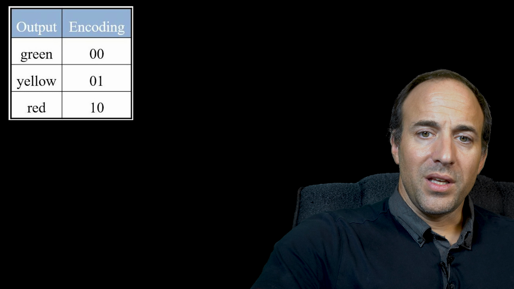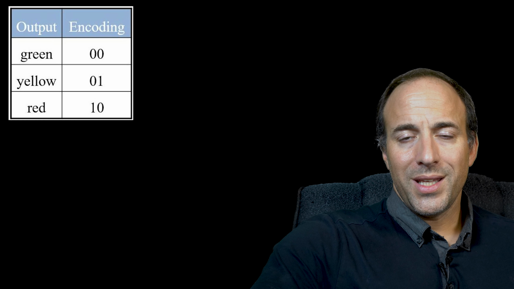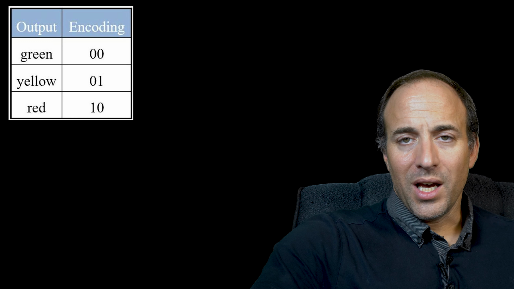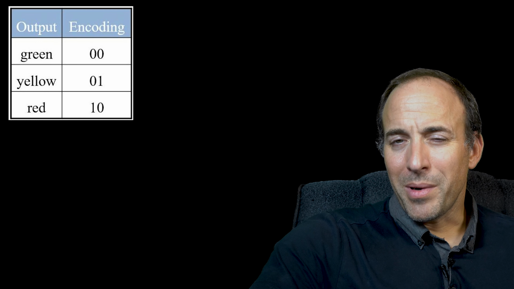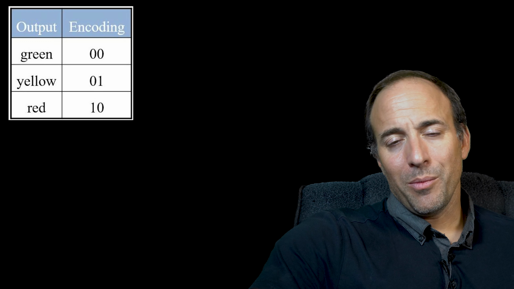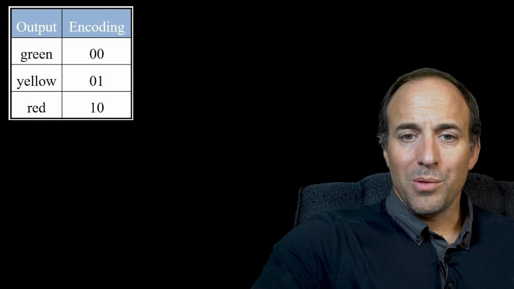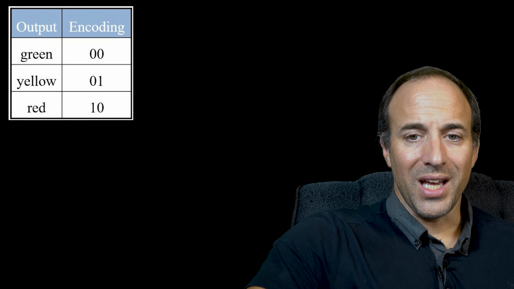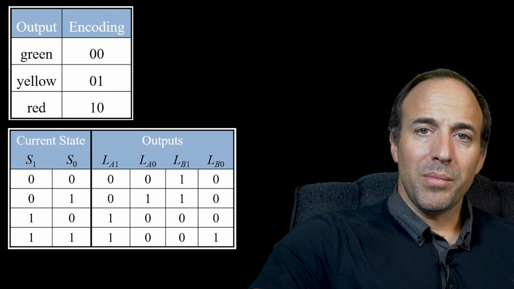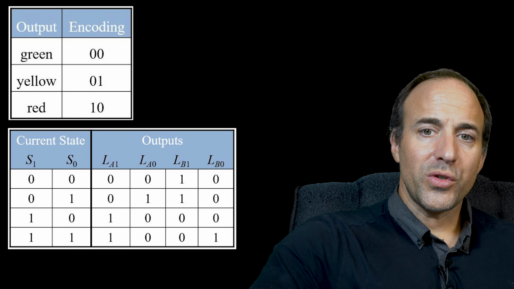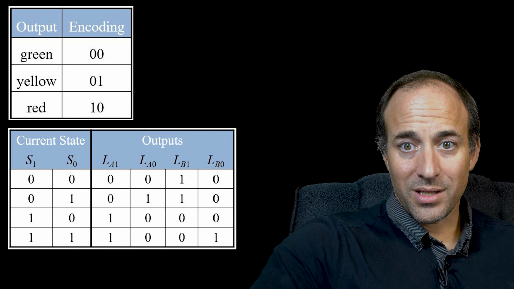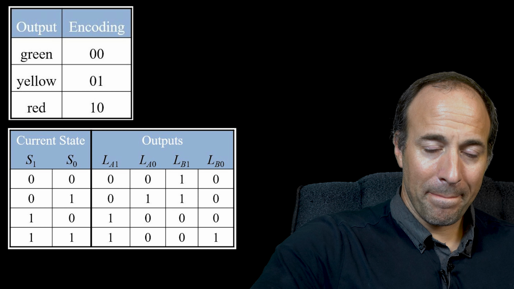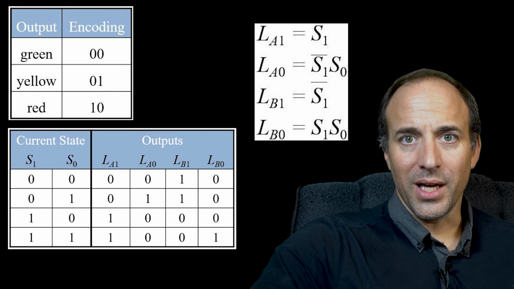We need to convert the symbolic output values, green, yellow, and red, which are set to the outputs LA and LB, to 2-bit binary values. So we have LA and LB, which are outputs. They need to be split into 2 bits each. So we'll have LA sub 1, LA sub 0, LB sub 1, and LB sub 0. Then we can build another truth table that will associate the current state with the values of LA and LB and convert this state table to Boolean logic.